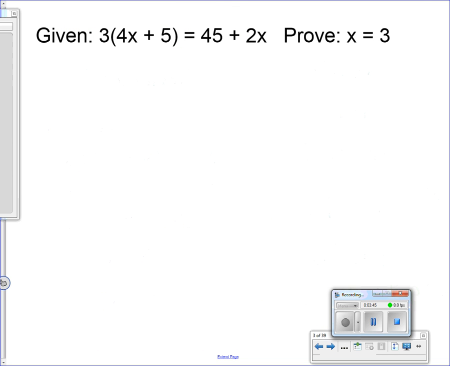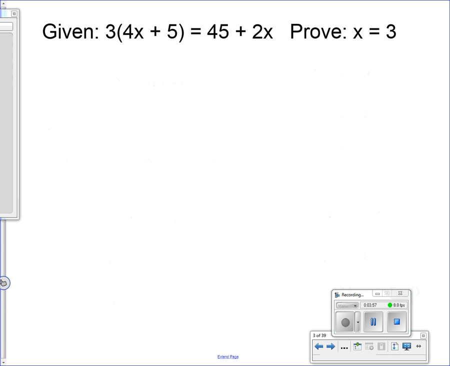All right, so let's take a look at this equation. I'm given this equation, 3 times the quantity 4x plus 5 equals 45 plus 2x. And I'm asking you, prove to me that x equals 3. There are a couple of ways I could do this. I could take x equals 3 and replace the x on both sides. So if I put a 3 here, 4 times 3 is 12. 12 plus 5 is 17. 17 times 3 is 51.